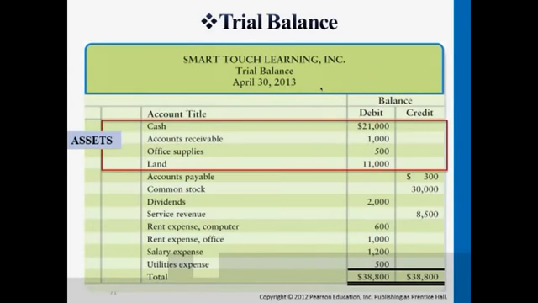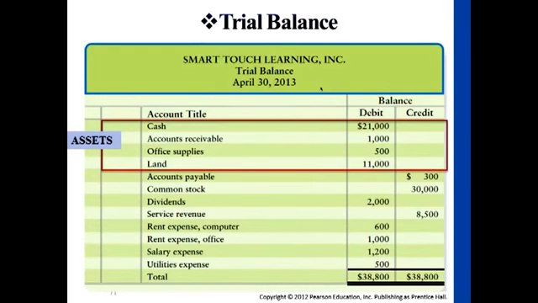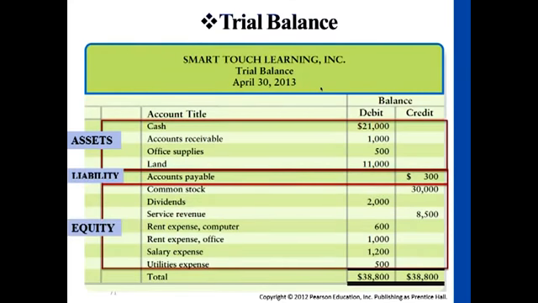Okay, let's take a look at a trial balance example. So here's a trial balance for April 30th. It pretty much summarizes all the transactions that happened in April, this entire month. We would start from listing all of the asset accounts. Okay, you see cash, accounts receivable, office supplies, land. And then you have liability accounts and equity accounts.